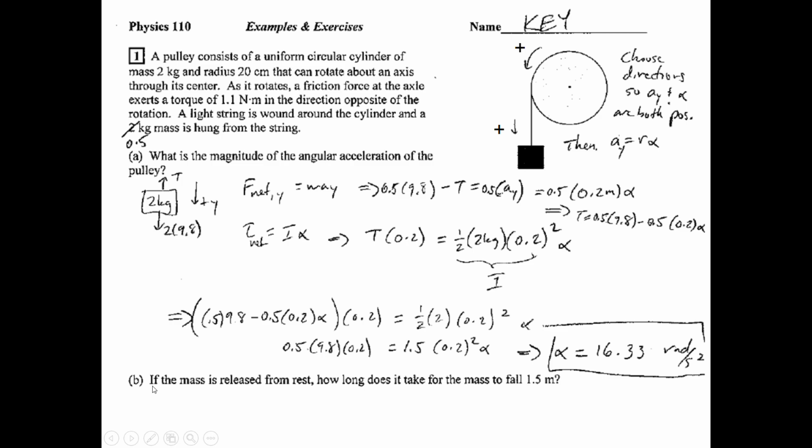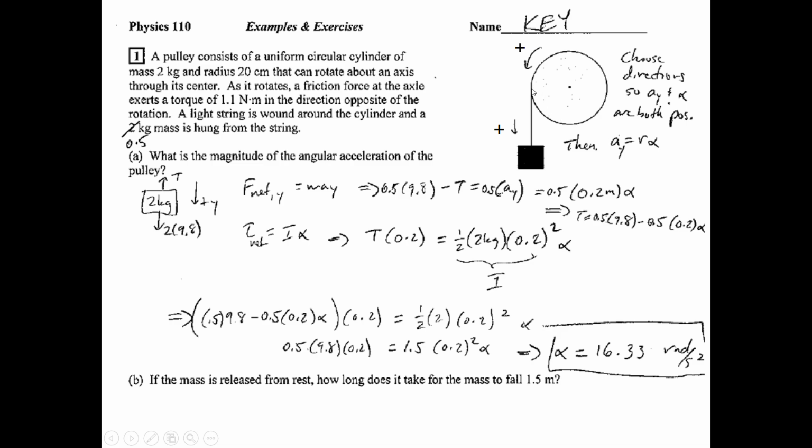Part B asked, if the mass is released from rest, how long does it take for the mass to fall 1.5 meters? How long does it take for it to move 1.5 meters down? That sounds like a kinematics question, and to answer it, we just need to know what the acceleration is of this. Remember, we called plus y downward, so we want to know the y acceleration. And we found out earlier that the y acceleration is equal to r times alpha.